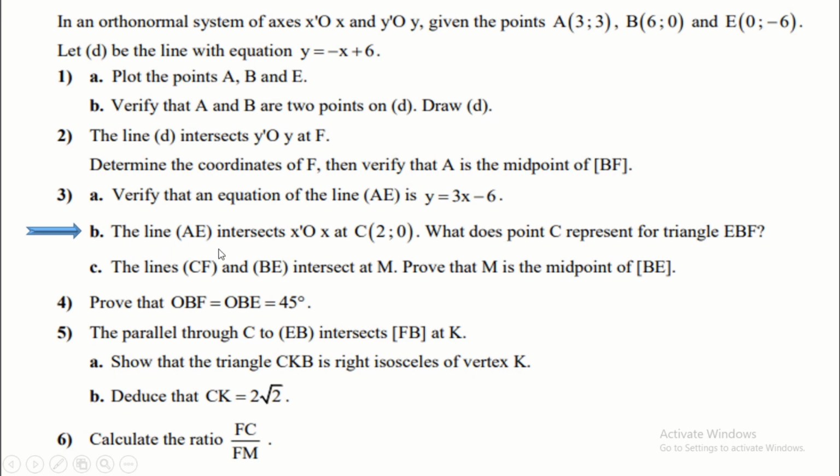The line AE intersects x'Ox at the point C(2, 0). What does C represent for the triangle EBF? Something very important. In this case, we should start by the straight line AE. What is it representing in the triangle EBF? Why?